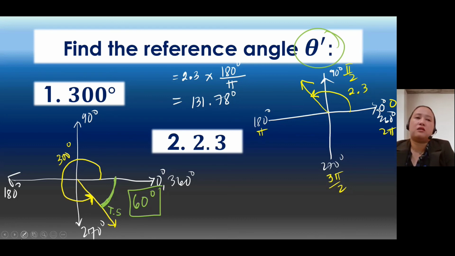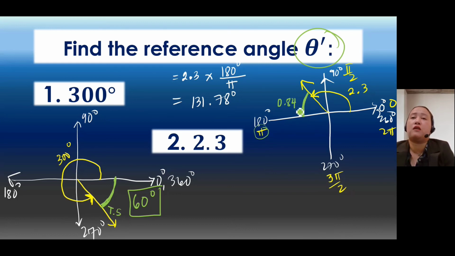So what we need is the measurement of the terminal side and the horizontal axis, or the x-axis. So this measures 0.84. Why is it 0.84? Remember, you have a pi here, and pi is 3.14. So 3.14 minus 2.3. That's it. Again, pi minus 2.3.